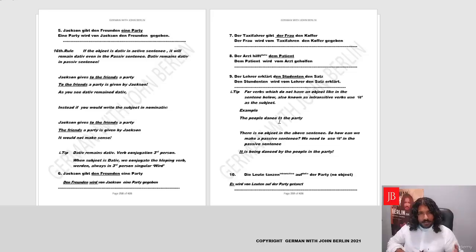I go to the USA. I go in the room. All these verbs which have movement in them, they literally don't have the object. They don't have a direct object.